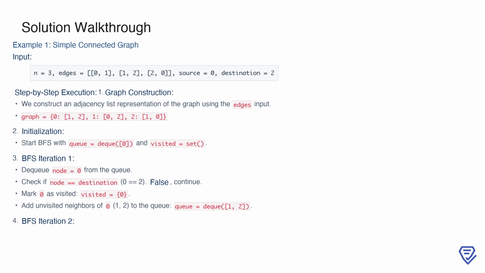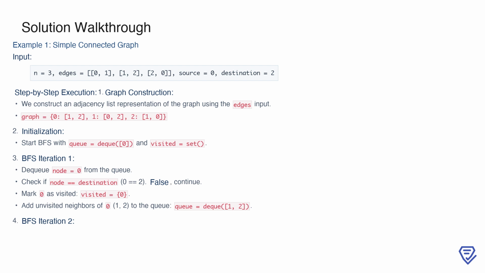Let's begin with example 1, where we have a simple connected graph. The input gives us 3 nodes, edges connecting them, and we need to determine if there is a path from node 0 to node 2. First, we construct the graph using an adjacency list representation. This results in a dictionary where each key is a node, and its value is a list of neighboring nodes. For this graph, we get 0 is connected to 1 and 2, 1 is connected to 0, and 2 is connected to 1 and 0.